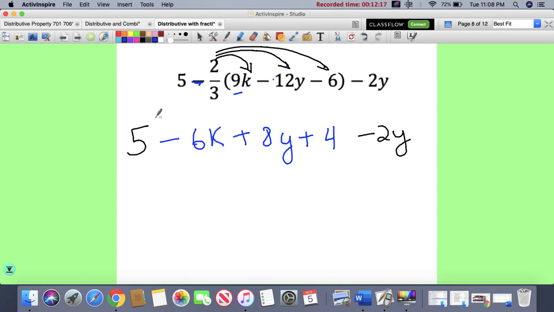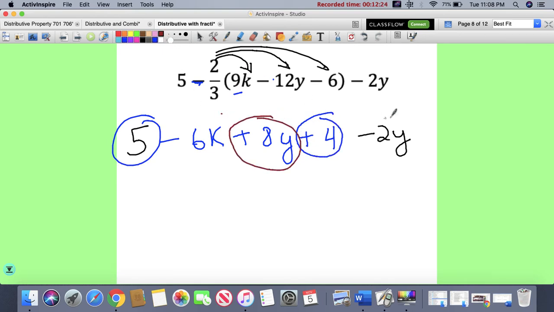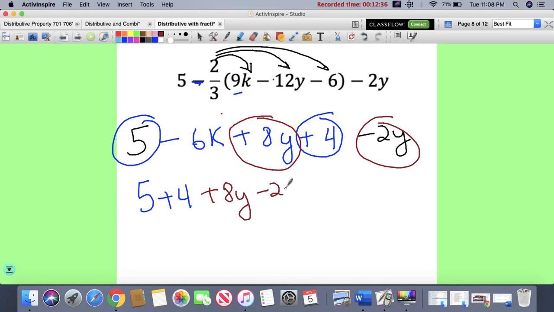Like terms, yes, there are. This guy and this guy are the same. There's a y here. These two are the same. And then the 6k is going to be all by itself. Let's do 5 plus 4, right? And then in red, I'm going to do plus 8y minus 2y. And then in black here, I'm going to put minus 6k. Notice that when I'm putting my like terms next to each other, I always move the term and includes the sign that comes right before it. Okay, so take care of this.